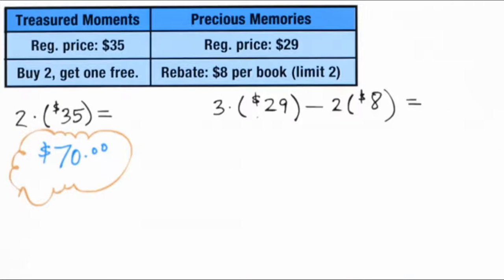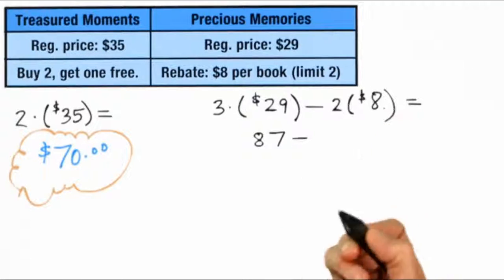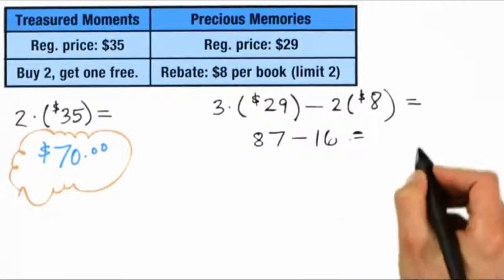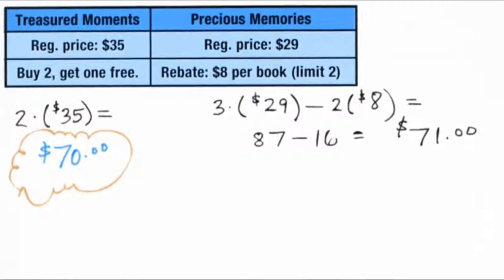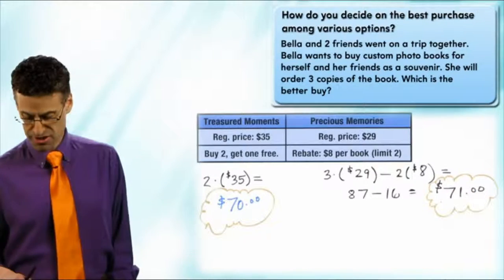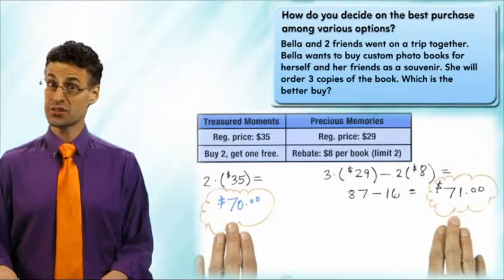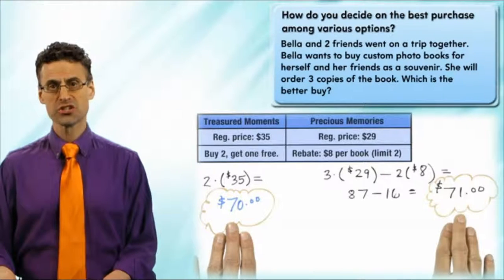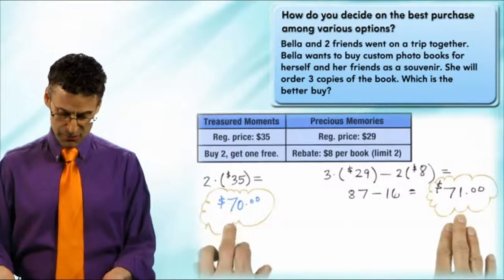Well, 3 times 29 works out to be 87 minus, and 2 times 8 we all know is 16. And so what is 87 minus 16? It's $71. So that's what Precious Memories is going to charge us for the 3 books. Well, now I think it's pretty clear what's precious and what's treasured, because we see that Precious Memories actually is going to charge us an extra $1, whereas we get the exact same thing at Treasured Moments for $70.